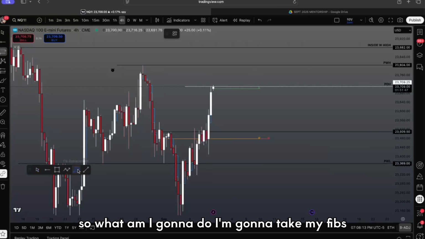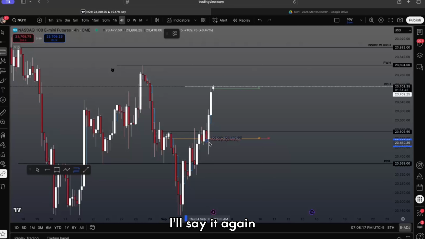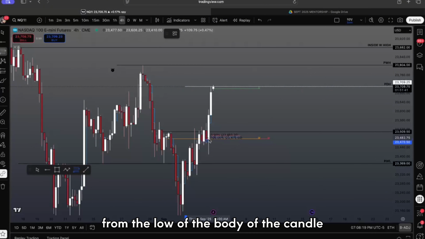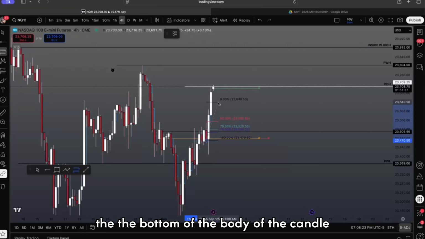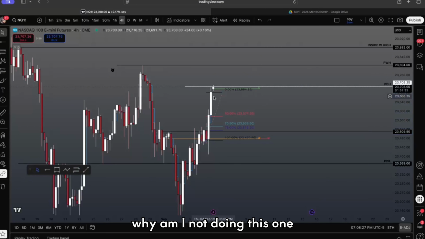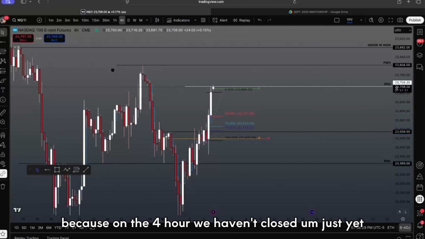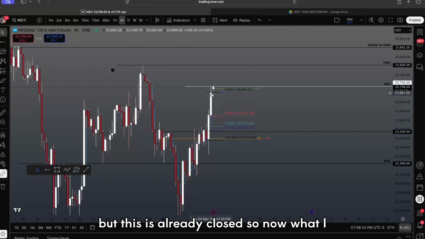So what am I gonna do? I'm gonna take my fibs from the low of the body of the candle. I'll say it again: from the low of the body of the candle, not the wick, but the bottom of the body of the candle to the most recent high closure. Why am I not doing this one? Because on the 4 hour we haven't closed just yet. We still got almost 2 hours left, but this is already closed.